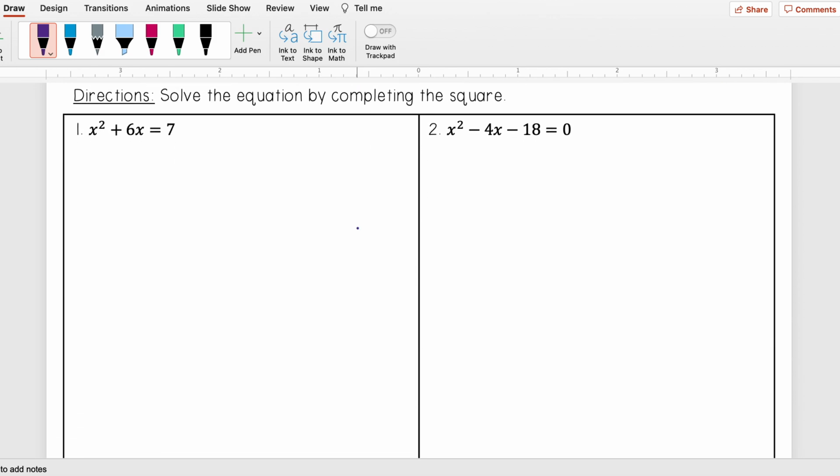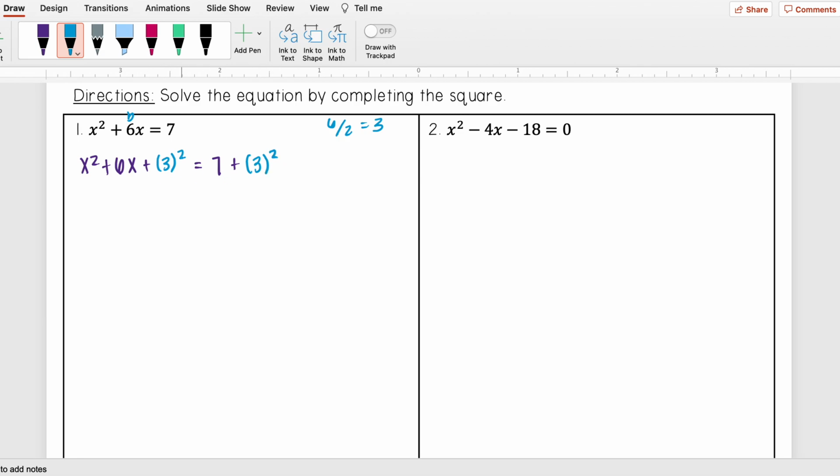And so how I'm going to do this is I'm going to have b here, and you can write on the side or you can just do it in your head, but you want to take half of that. So 6 divided by 2 is equal to 3. And so now I'm going to add the square of that to both sides. So now we'll have x squared plus 6x plus 3 squared is equal to 7 plus 3 squared.